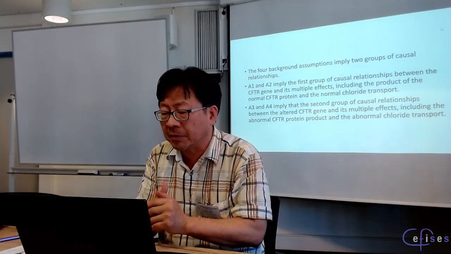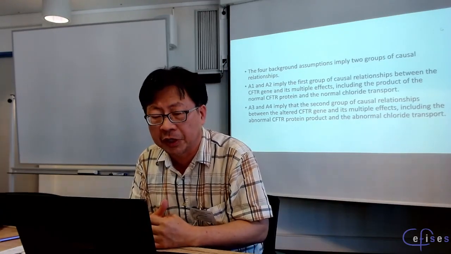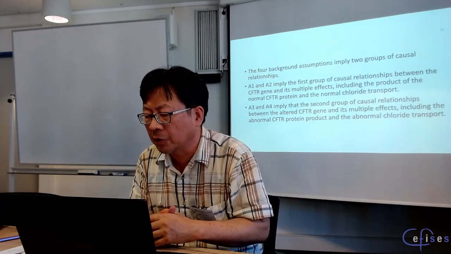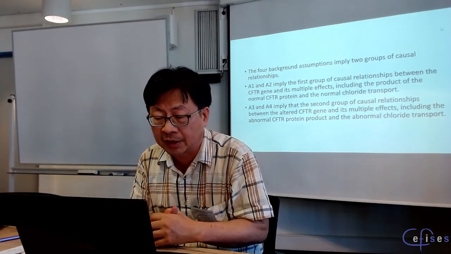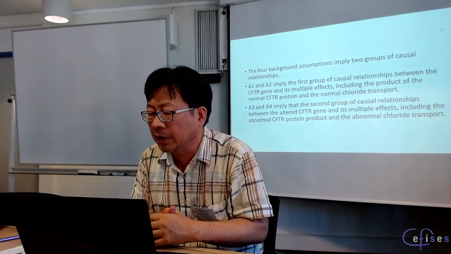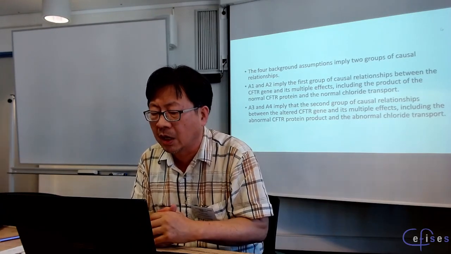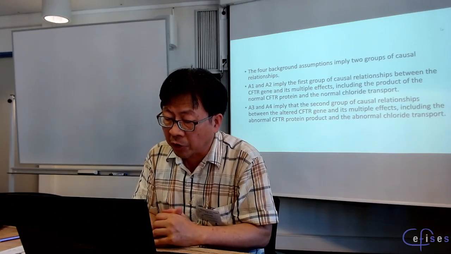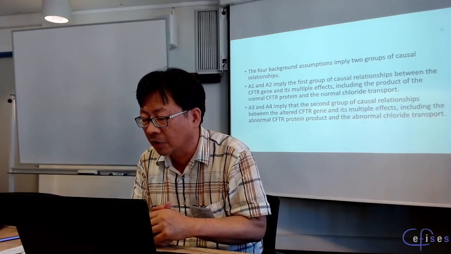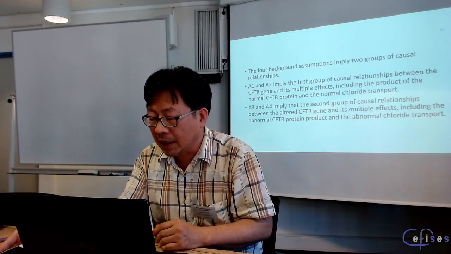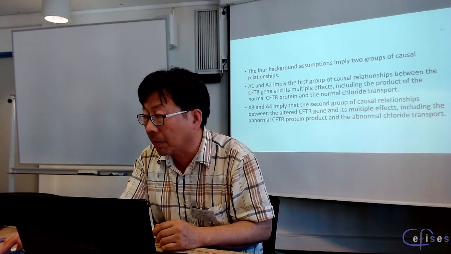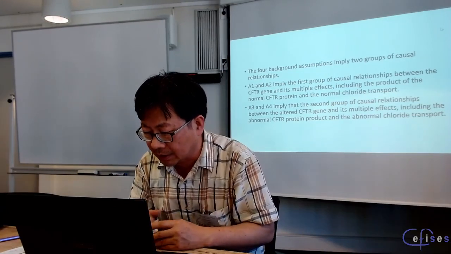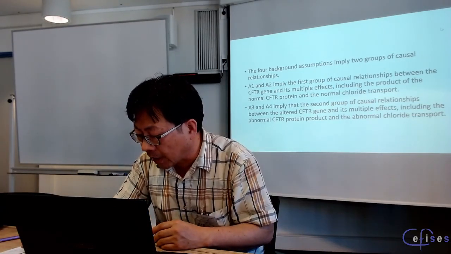The four background assumptions apply to two groups of causal relationships. A1 and A2 imply the first group of causal relationships between the CFTR gene and its multiple effects, including the products of the normal CFTR protein and the normal chloride transport. A3 and A4 imply the second group of causal relationships between the altered CFTR gene and its multiple effects, including the abnormal CFTR protein products and the abnormal chloride transport.